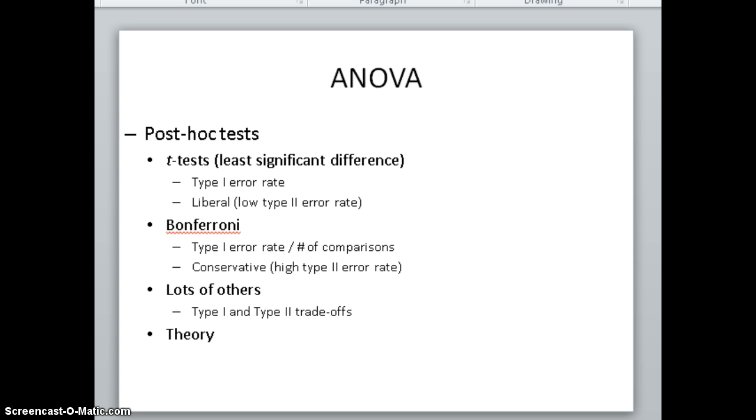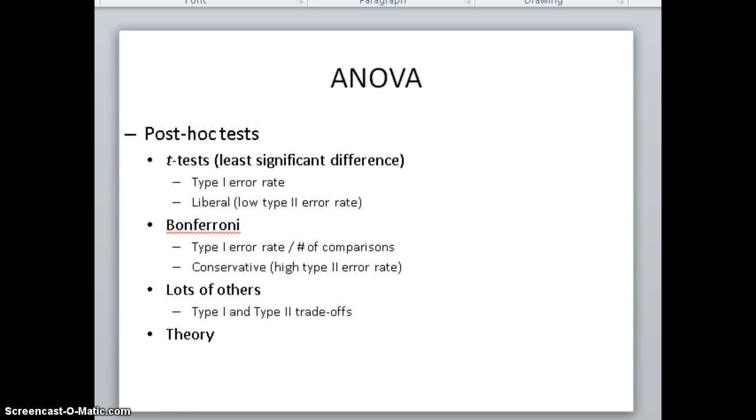Another post hoc test that's commonly used is the Bonferroni test. The Bonferroni test is more conservative and is just the type 1 error rate divided by the number of comparisons that you're doing. In this way, with an increasing number of comparisons, it becomes more and more difficult to say that an effect is significant.